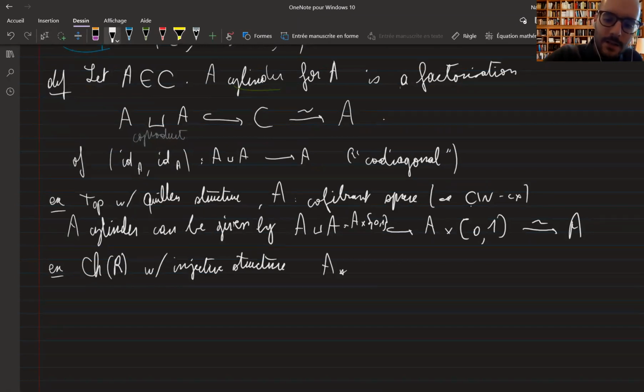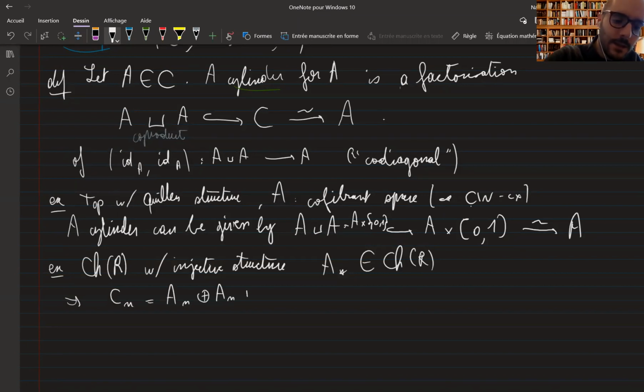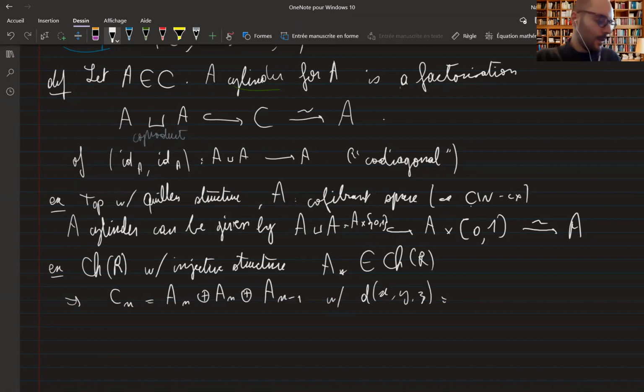And you take A star, a chain complex, then a cylinder can be given by the following. Cn is simply An plus An plus An minus 1 with the following differential. D of x, y, and z is dx plus minus 1 to the n z, dy plus minus 1 to the, oh sorry, it should be minus 1 to the n z, and dz.